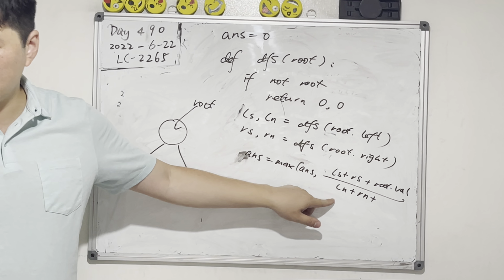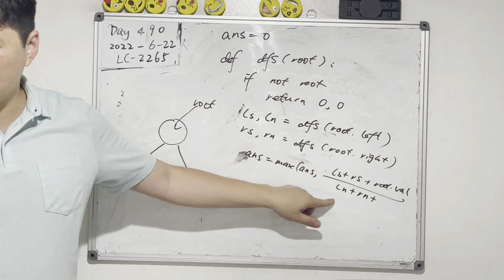So we want to change it. M plus Rn plus 1. This is the average, right? So if root value equals this bit, then answer plus equals 1. That's it. Does it make sense? Okay, so what have you learned today?